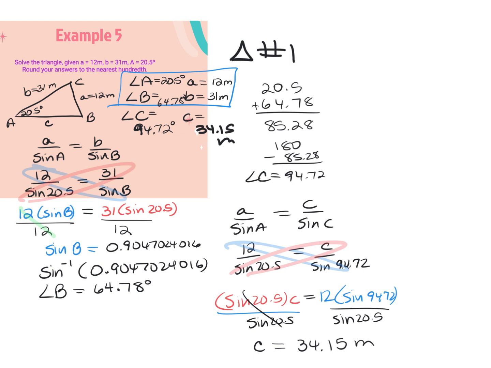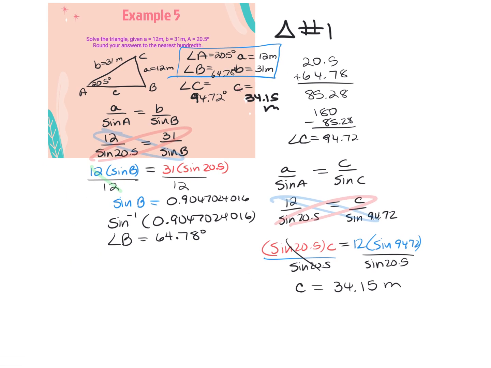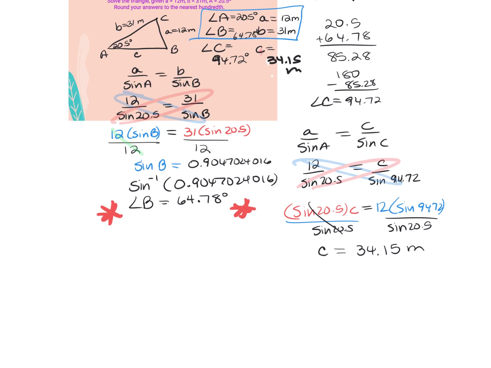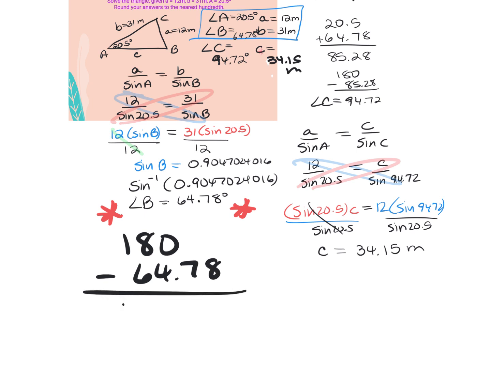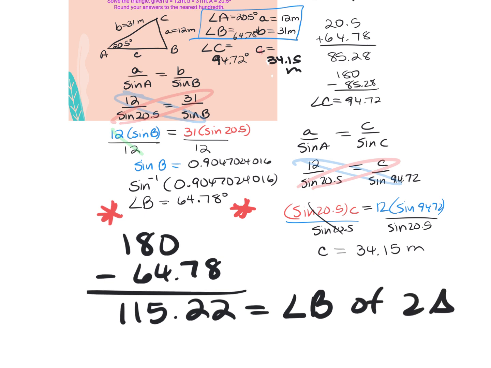Now what I need to do is go back and check to see, can I make a second triangle? So I have to go back to my very first thing I calculated, which is this angle B. So I'm going to take that very first angle I found, and I need to subtract that from 180. So 64.78, and I'm subtracting it from 180, and that gives me 115.22. Now, when I add this number to the original given, if that number stays under 180, this is going to be the angle B of my second triangle. So I've got to check it.